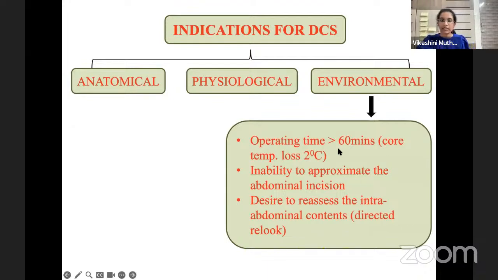So if the anticipated need is more than an hour, then you should plan damage control surgery in such cases. And if there is any inability to approximate the abdominal incision, because of toxic fluids which entered the peritoneal cavity, or bowel edema which hinders you from closing the abdomen, then you can use the temporary abdominal closure method. After the fluids have been reabsorbed and physiology has been restored, you can plan the definitive abdominal closure or any definitive surgery. And if you desire to reassess the intra-abdominal contents later on, say after 24 hours, in such a case also you can plan for temporary abdominal closure.